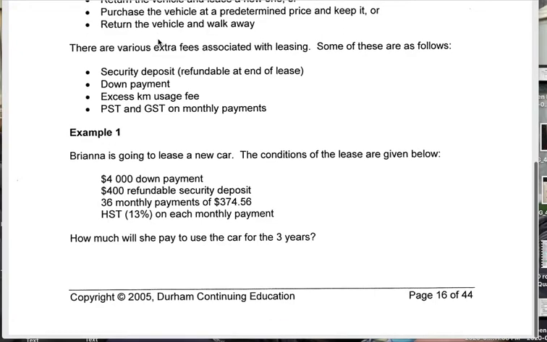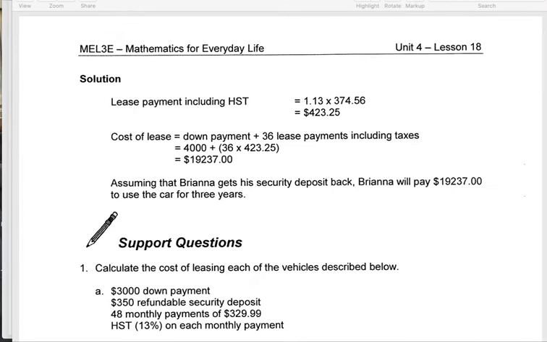So let's take a look at an example here. Example 1 says Brianna is going to lease a new car. The conditions of the lease are given below. It's a $4,000 down payment, a $400 refundable security deposit, 36 monthly payments of $374.56, and 13% HST on each monthly payment. How much will she pay over 3 years?